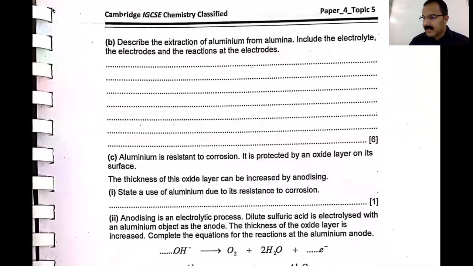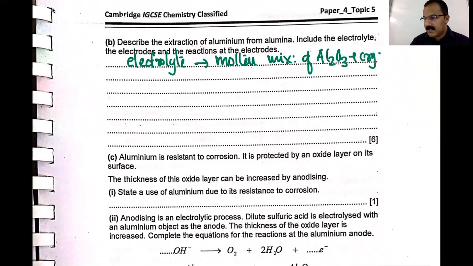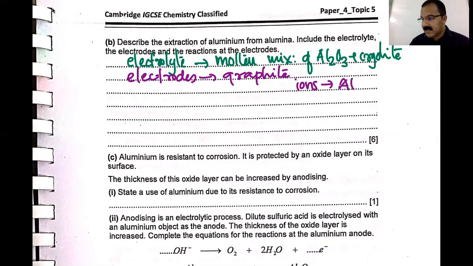Electrolyte. So let us answer. For the electrolyte, you should write molten mixture of Al2O3 plus cryolite. You get 2 marks for that. Next is electrodes: graphite, positive and negative both. Anode and cathode both are electrodes. Reactions: just write the ions. It will be easy if you are listing down the ions. The ions are Al3+ and O2-.